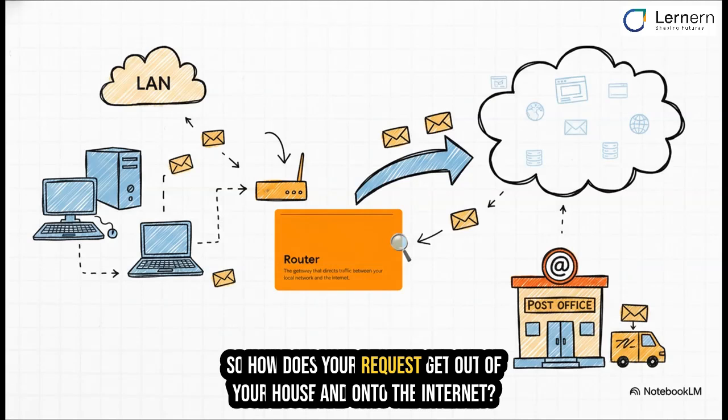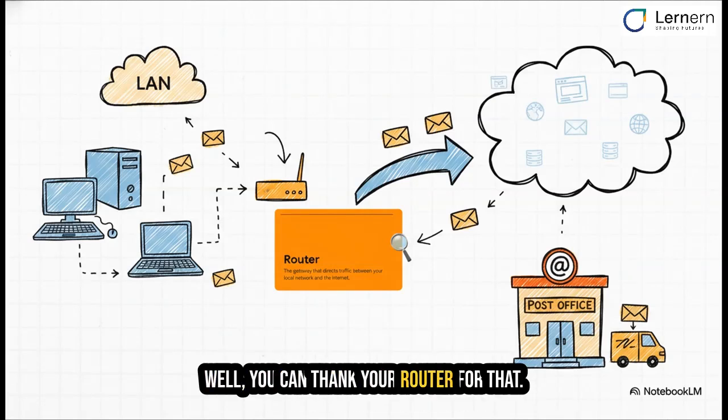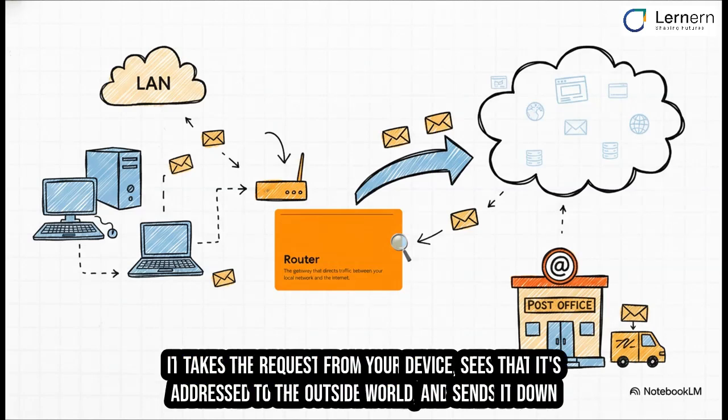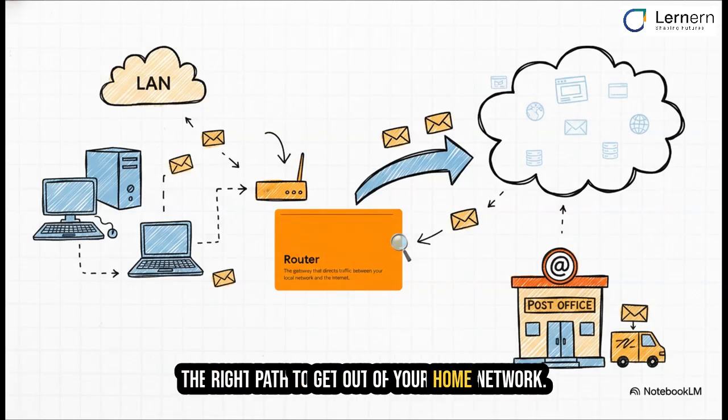So how does your request get out of your house and onto the internet? Well, you can thank your router for that. Think of it as the local post office for all your data. It takes the request from your device, sees that it's addressed to the outside world, and sends it down the right path to get out of your home network.